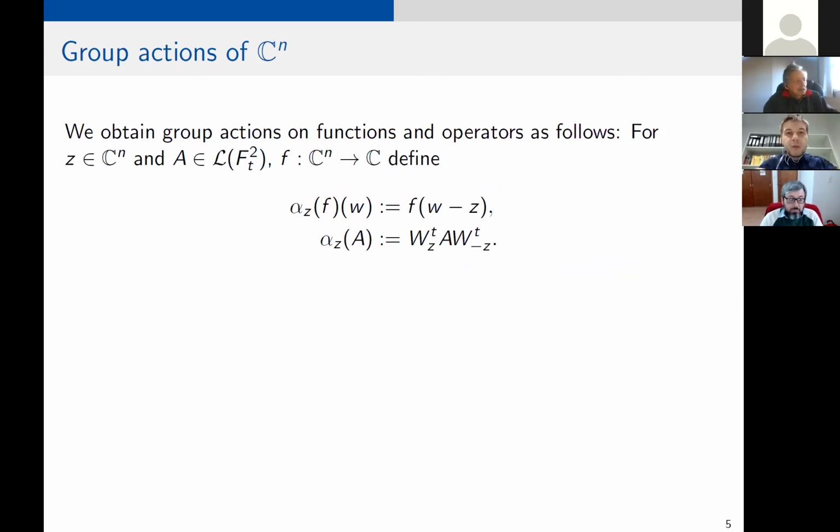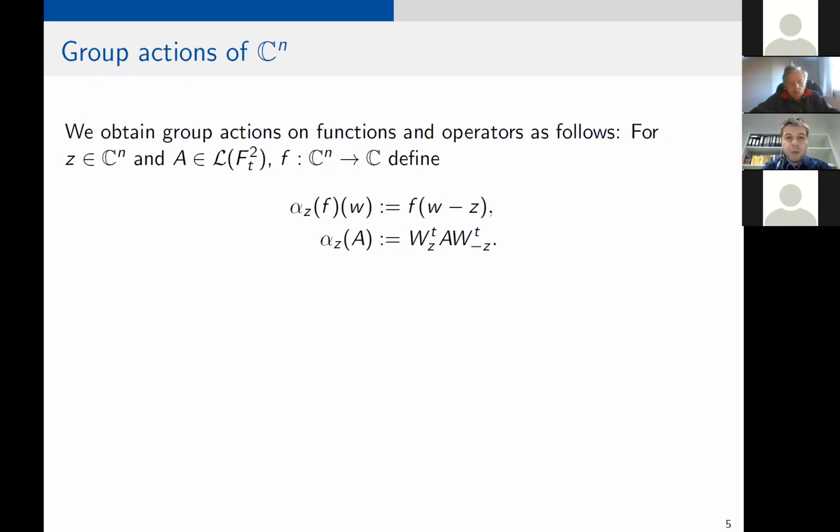So we have group actions of Cn on functions and on operators. If we have a function from Cn to C, then we define the group action alpha of Cn by alpha z of f is just the function where the argument is shifted by z. And the group action on the operator A, a bounded operator on the Fock space, is simply defined by conjugating with the Weyl operators in this way. Usually we will apply the group action not to functions from the Fock space, but to symbols, say L infinity functions.